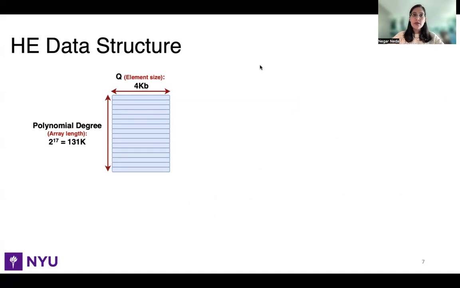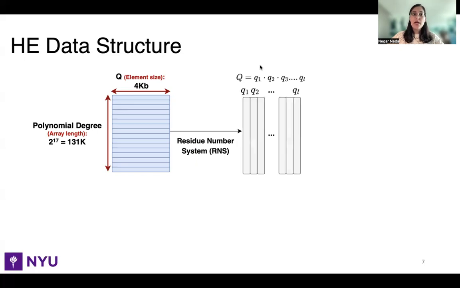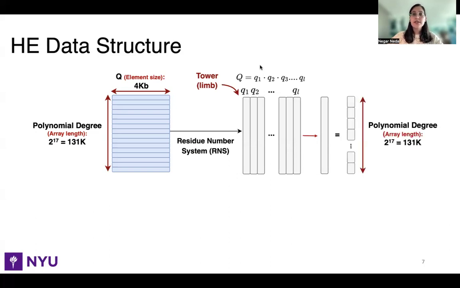So what they do is use the residue number system, or RNS, to convert this big polynomial into smaller polynomials, and they call each of these small polynomials a tower or a limb. And the structure of each of these towers has the same polynomial degree as the input. It still has 2 to the 17 elements, but now the size of each of these elements is only 64 bits.